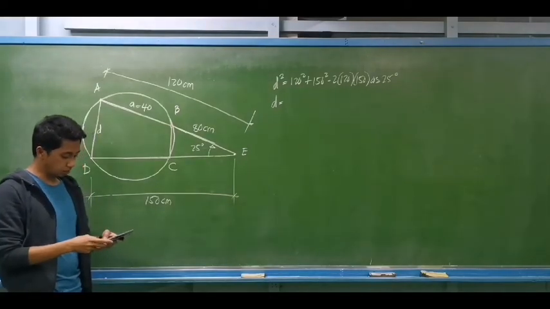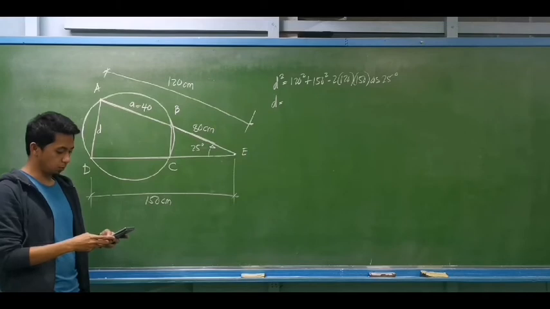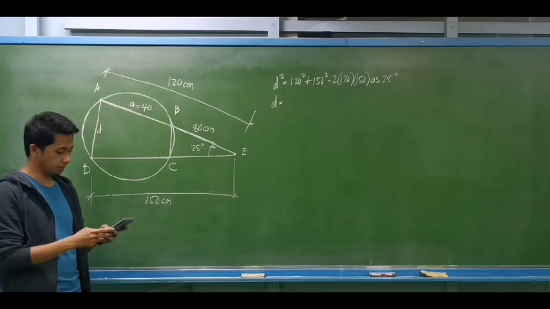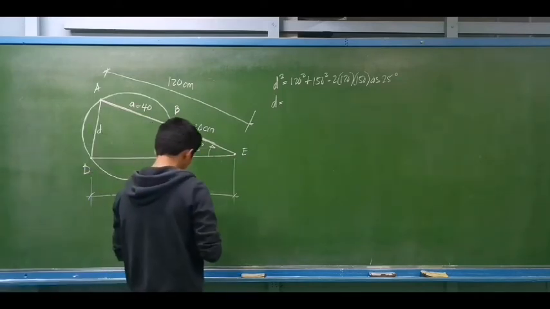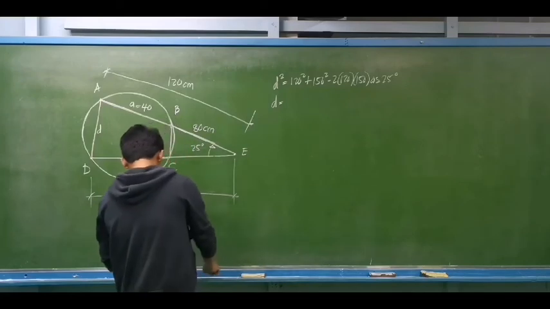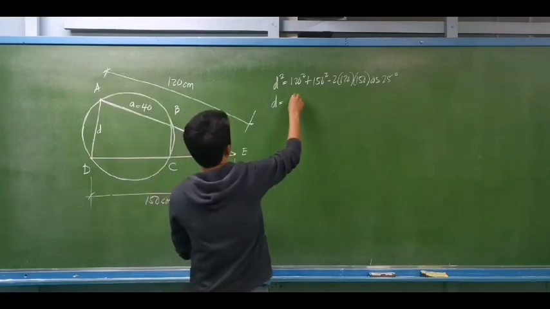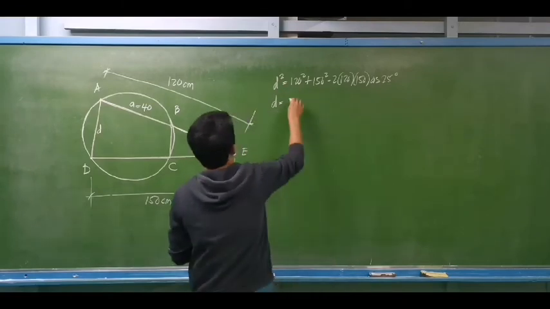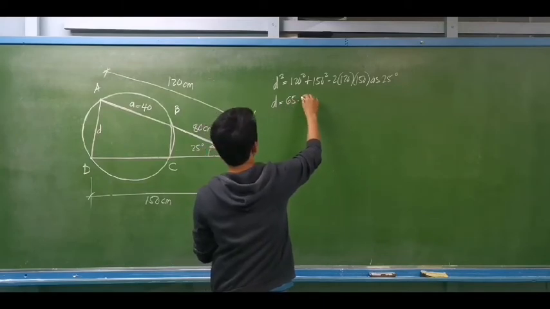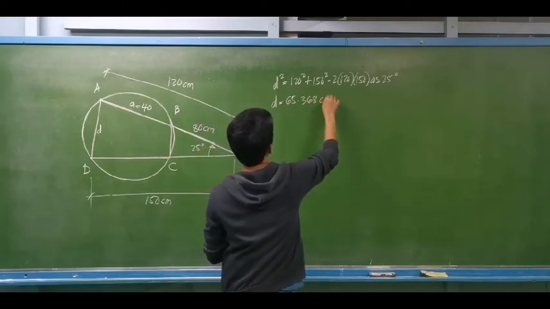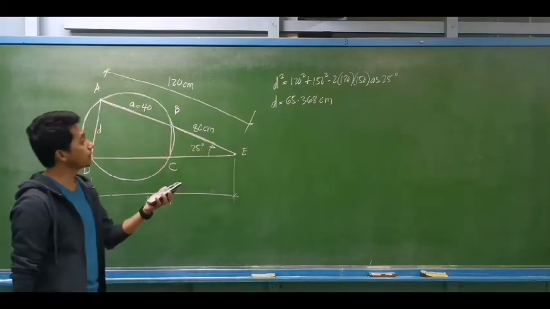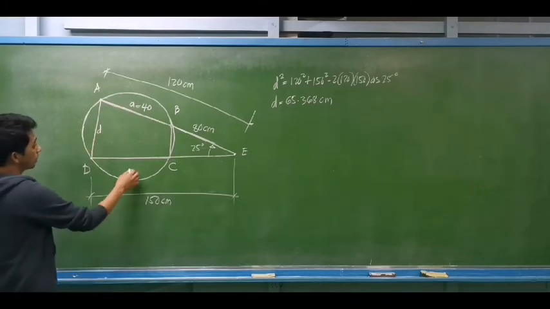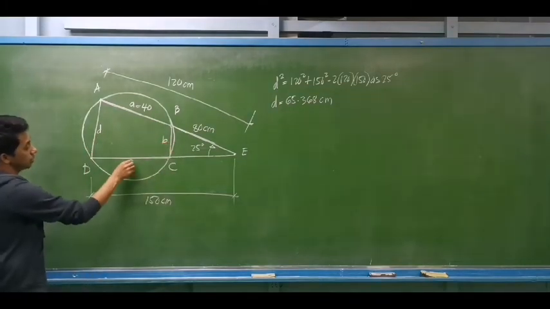So 120 squared plus 150 squared minus twice of 120 by 150 cosine of 25 degrees. Then square root. Okay, yung nakuha ko dito is 65.368 centimeters. Meron na akong dimension ni D. Pero wala pa tayong dimension ni B at saka dimension ni side C.